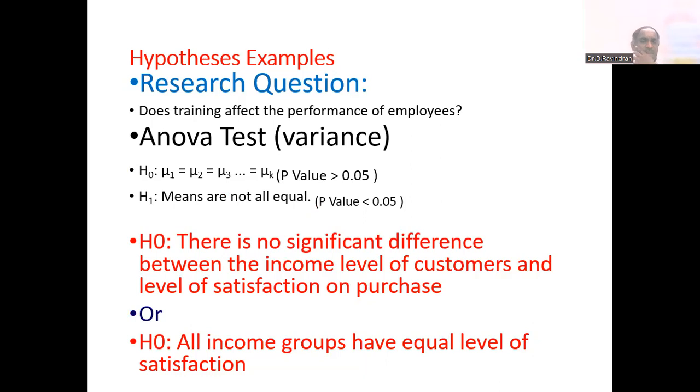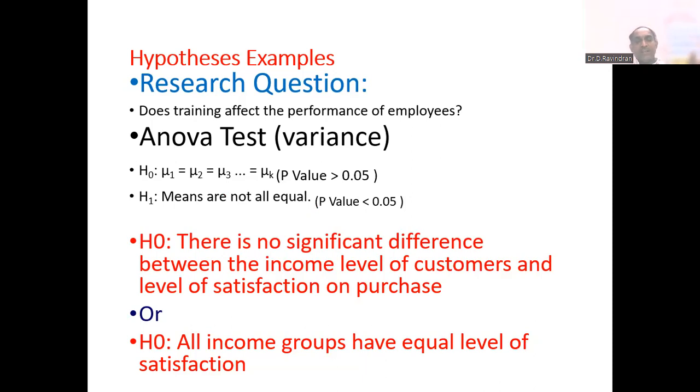Next one, if you say ANOVA, it means one side is a categorical variable and the other is a scaled variable. Here we say that all means are equal. If all the means are equal, it is the null hypothesis. That is our assumption: there is no difference. There is no significant difference between the income level of customers and their level of satisfaction. Or we can say equal level of satisfaction. Both are the same; we can say it both ways.